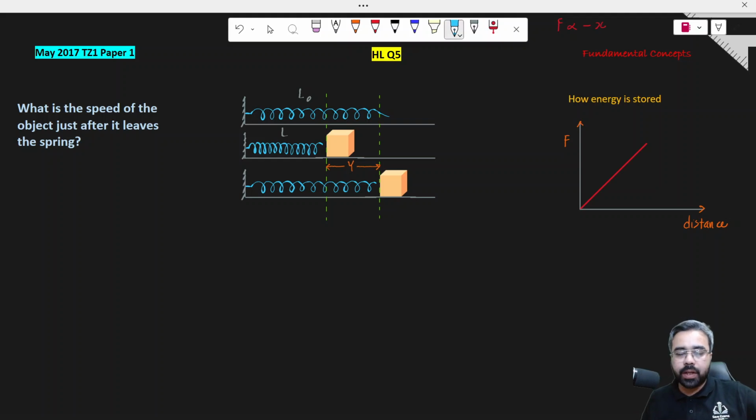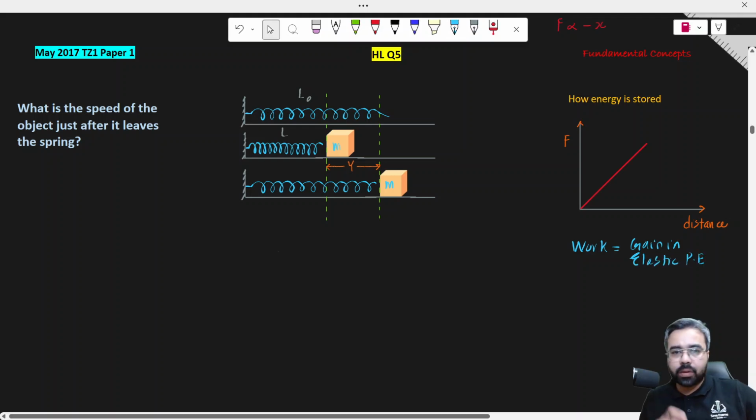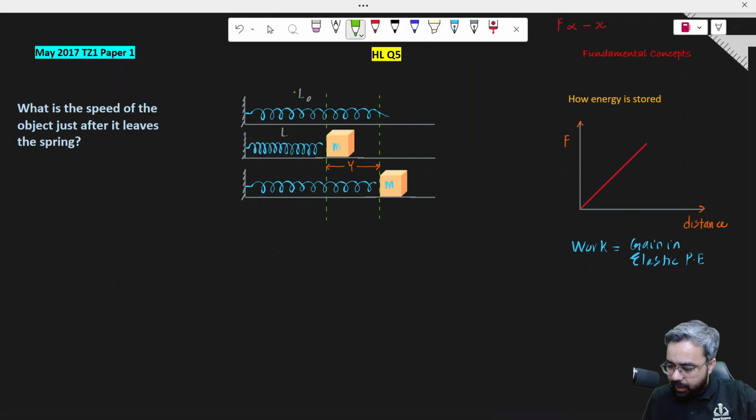So if I want to know what is the total work done on the spring, because that work done is equal to the gain in elastic potential energy, because then that elastic potential energy is converting into the kinetic energy of this object of mass m. So let's find it. So work done is equal to the gain in elastic potential energy. So according to the question and diagram, we have compressed it to the distance y. And when we compress to the distance y, that is our amplitude as well. At that moment, the force in the spring is maximum, and that force is obviously ky.